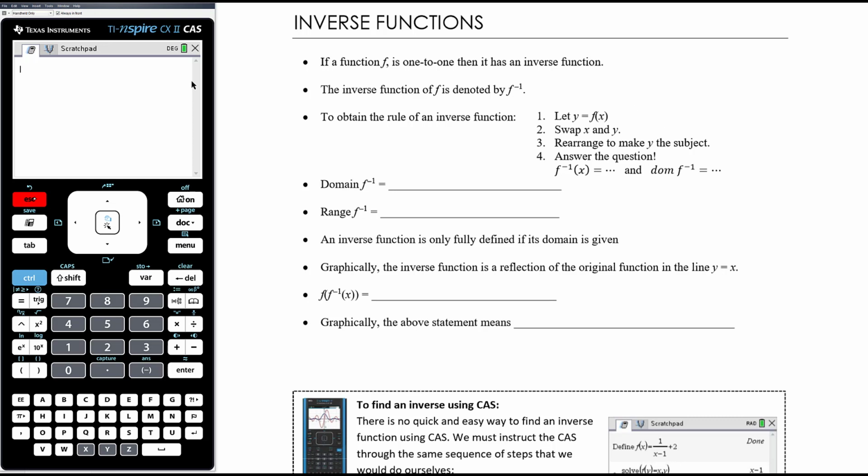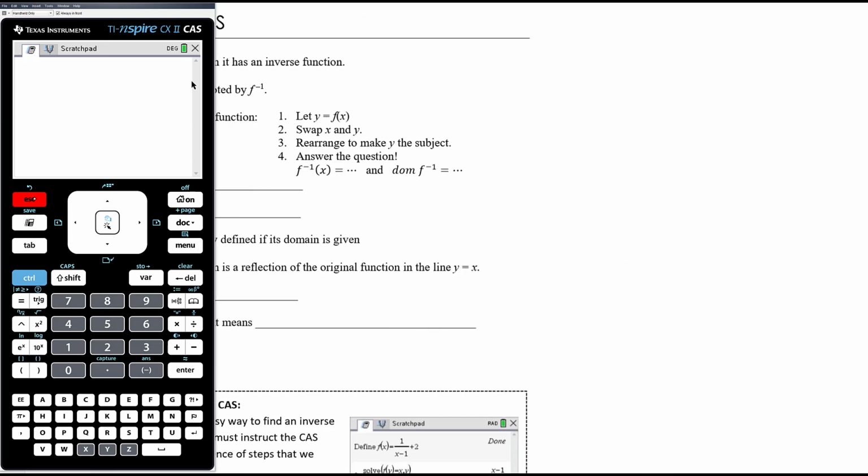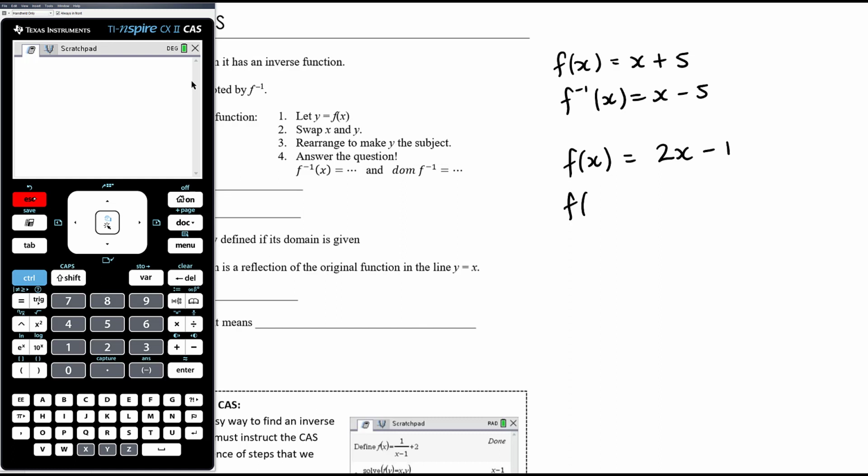Let's just talk about why that's happening. So the simplest thing is we're trying to create an inverse function. That is a function that does the opposite steps of the original function. So for example, if our original function was x plus 5, the inverse would be x minus 5. We want to do the opposite operations in the reverse order. If the original function was 2 times x minus 1, our inverse function would need to be x plus 1 and then divided by 2. The opposite of those things in the reverse order.